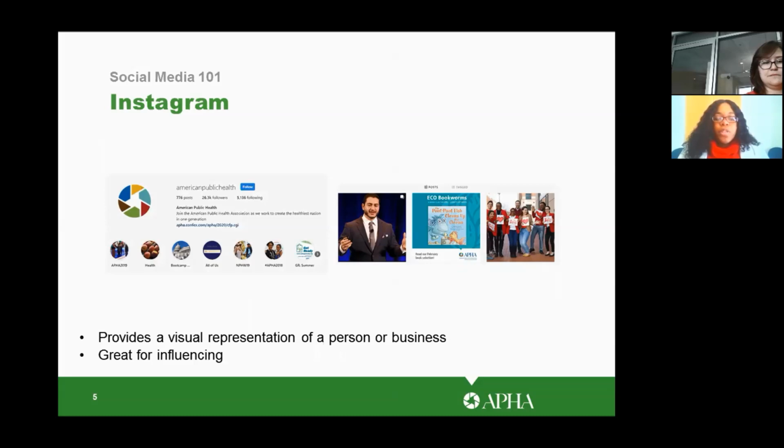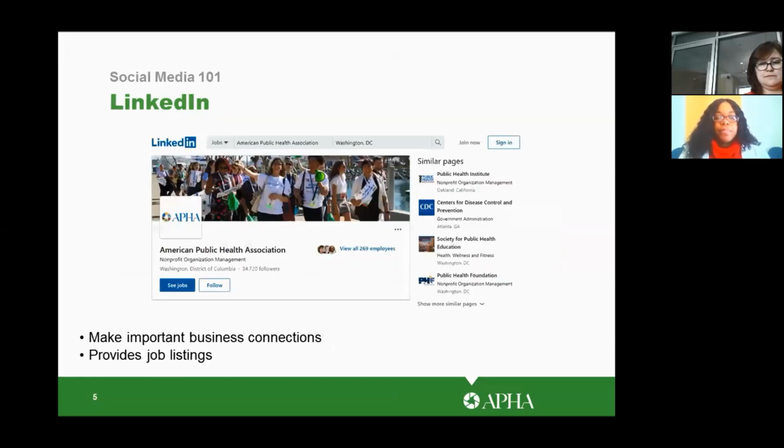Instagram is a very visual platform. It's pictures, and it just provides a visual representation of a person or a business. It's really great for influencing audiences or influencing your followers. Here I have displayed American Public Health Association's Instagram page. These are some of the things that have been going on. You can see there's a picture from the Policy Action Institute that happened earlier this month, and that's one of the keynote speakers talking. So it's really great for giving that visual representation of what people are doing in the company.